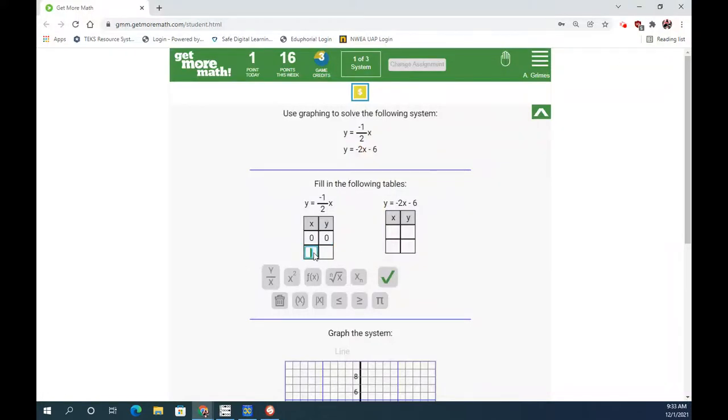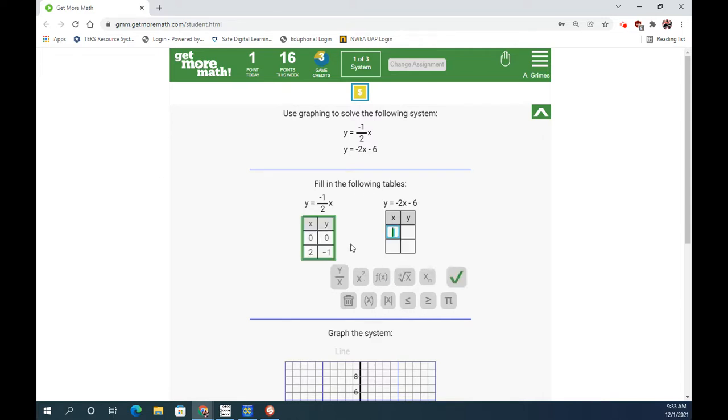and we go here, and now we put in 2, right arrow, -1. Hit enter. Now you can check it off. It's green. Now I can do this one. All right. Y equals -2x minus 6. Here we go.